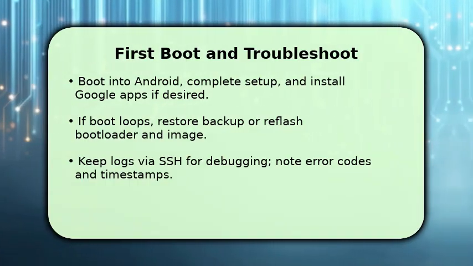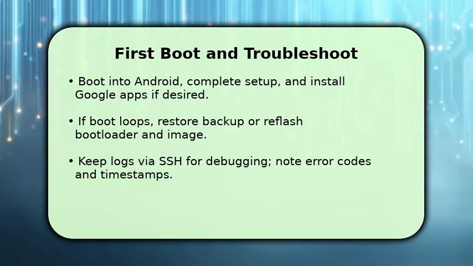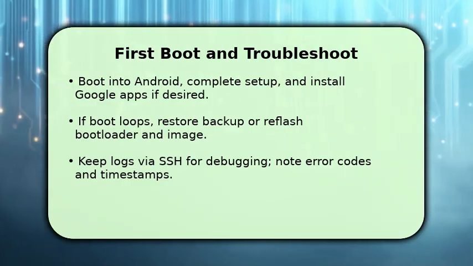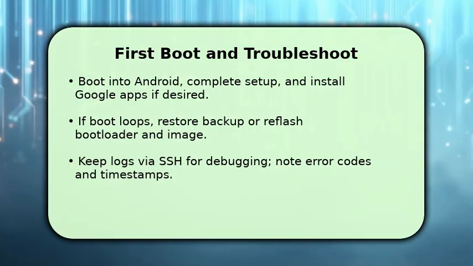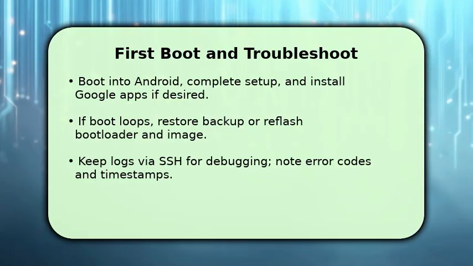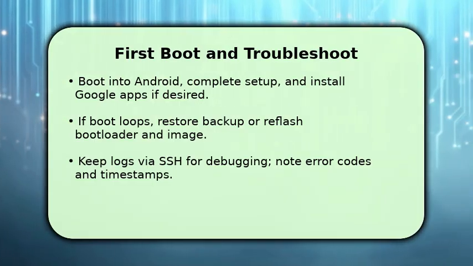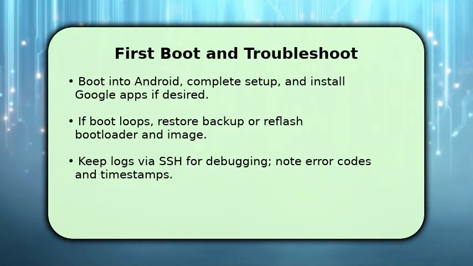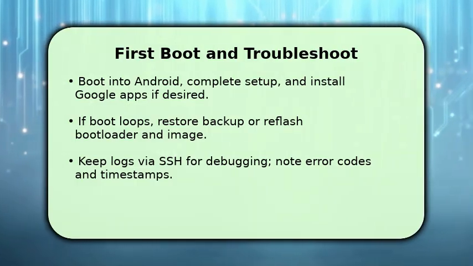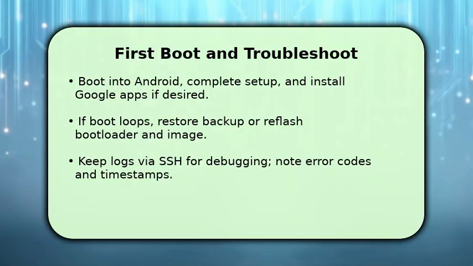If the device fails or enters a boot loop, power down and re-enter recovery, then reflash the bootloader or restore your backup image. That often resolves corrupted installs. Make sure to collect system logs over SSH and note timestamps and error codes because these details speed up fixes. Finally, test Wi-Fi, touch, and camera and keep a restore plan ready.